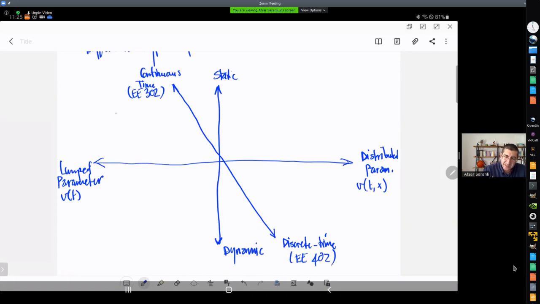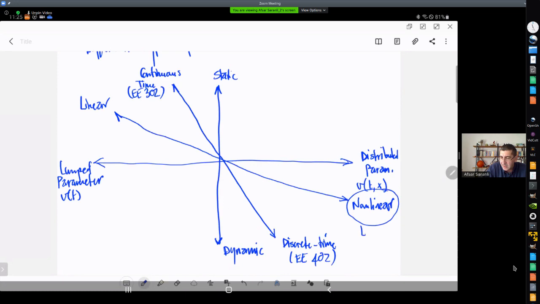Yet another axis that we have is linear systems versus nonlinear systems. We are very familiar with linear systems. We are not that familiar with nonlinear systems. We will become familiar with some nonlinear systems in EE407 and EE406.